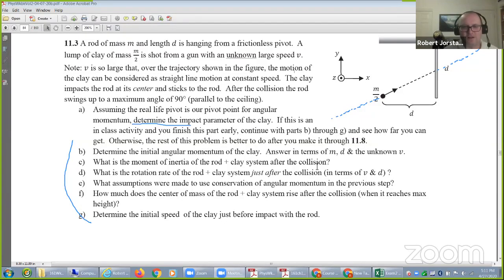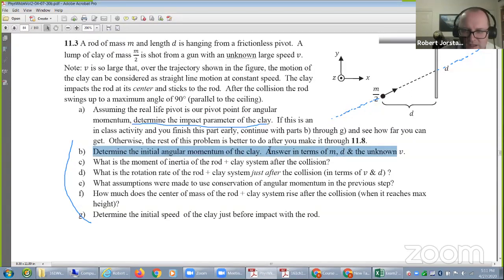Well, what happened with this? I'll tell you after we finish this problem. It used to be just an impact parameter question, but then people would ask how it goes from there, so I added in the rest, and then we're done with this chapter. Once you get the impact parameter, see if you can also get the initial angular momentum of the clay. Answer in terms of the unknown. This is a weird one where I actually let you answer in terms of the unknown. And there's a couple of review questions there too.